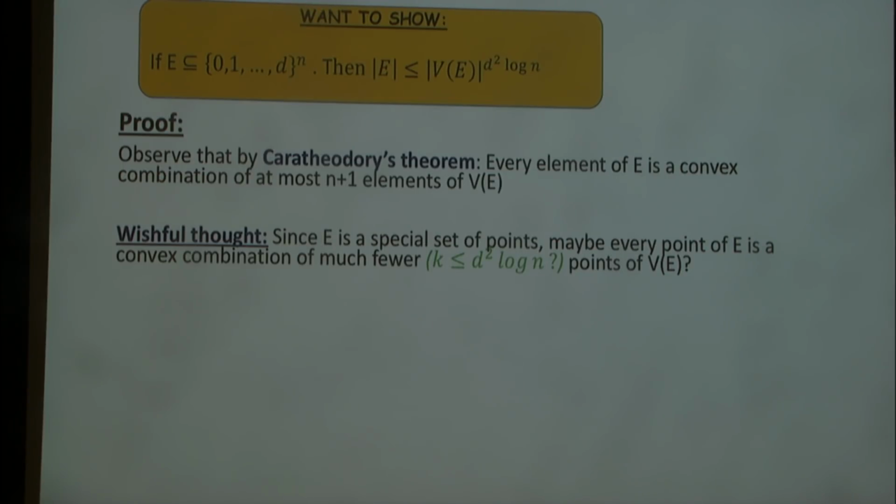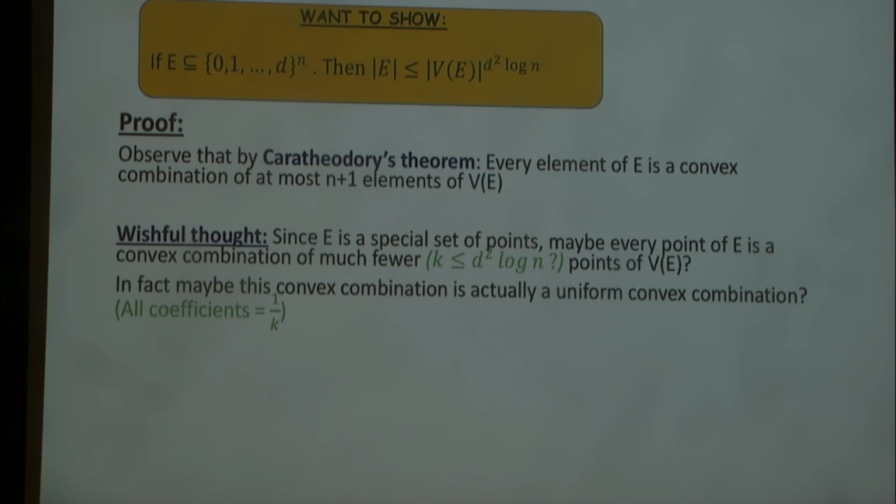Here's a wishful thought. We don't have an arbitrary subset E, we have a special subset E. In particular, there's this integrality, plus E is a subset of {0, 1, ..., d}^n. So E is a special set. So maybe we can strengthen Carathéodory's theorem. Maybe every interior point is not a convex combination of n plus 1 of the corner points, but of many fewer corner points. Maybe. That was one hope. But this will not be enough.